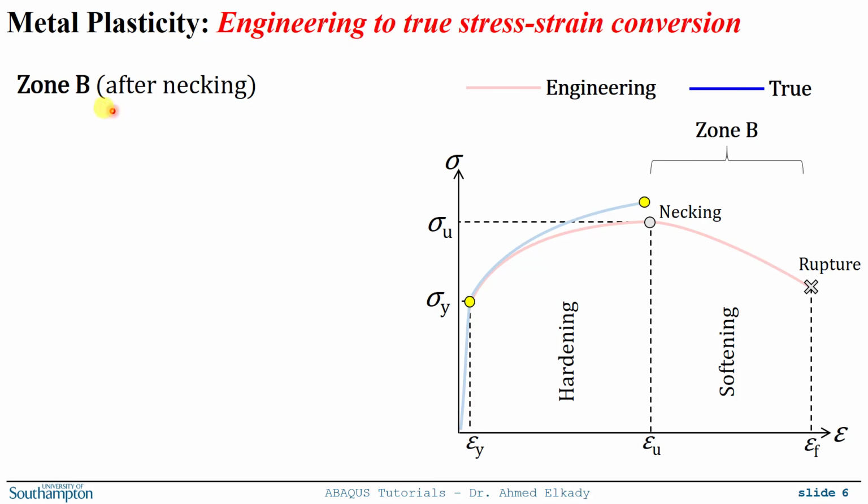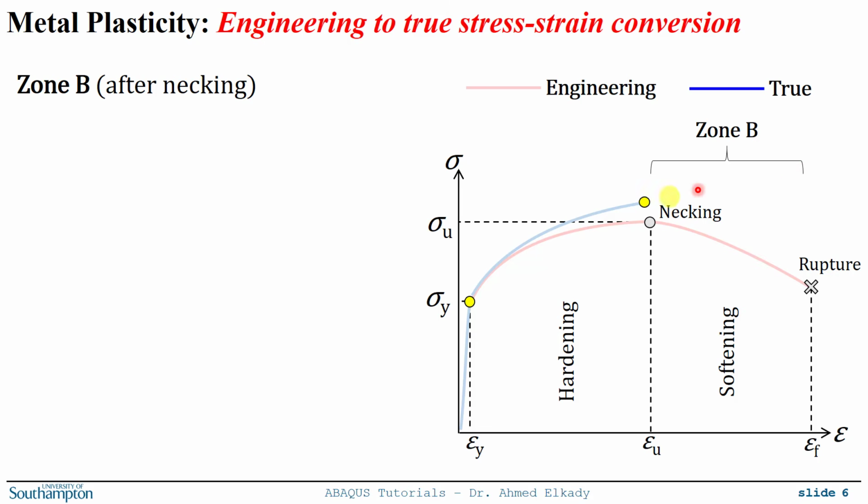Then we have zone B. So zone B is after necking. At necking and beyond, what happens is we are getting localization of strain at the middle of the coupon. So we are getting localized strain, and the equations that we used over here don't really apply in this region. So how can we compute the true stress-strain in this region?